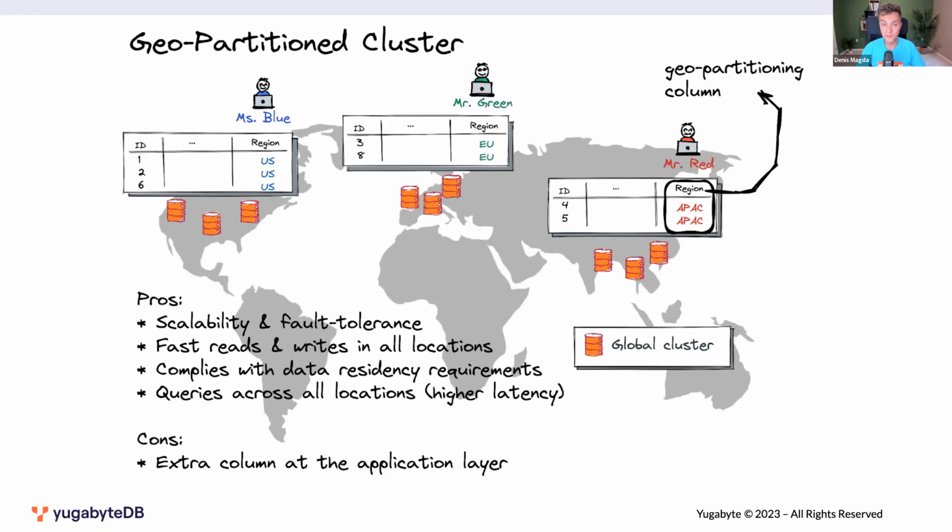Another deployment mode that is unique for YugabyteDB is a geo-partitioned cluster. In this configuration, you can have a single cluster that runs across distant geographies, and then you have a special geo-partitioning column that pins your data to specific cluster nodes in specific regions. The trade-off here is that you need to introduce this column, right? You need to add this column to your schema, and you need to define the values for this column.